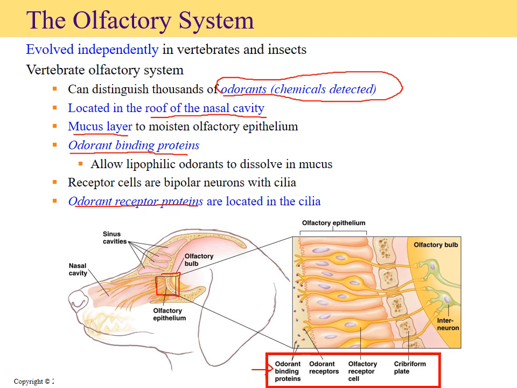So anytime you smell something, these odorants are going to be floating around in a mucus layer, and as they do that, they're going to come in contact with our odorant binding proteins. These odorant binding proteins are going to allow the odorants to dissolve in the mucus, and they will piggyback and bring them over to the odorant receptors. And once they're at the odorant receptors, we see that we have olfactory receptor cells.